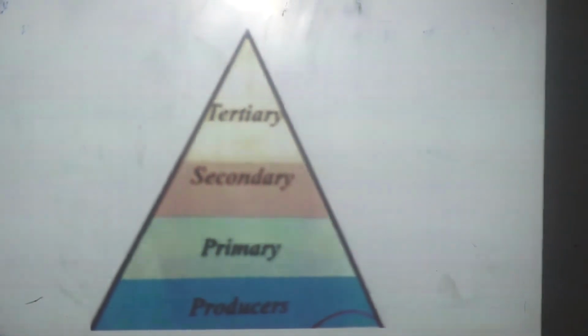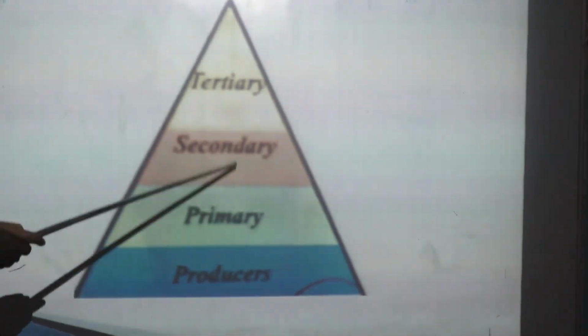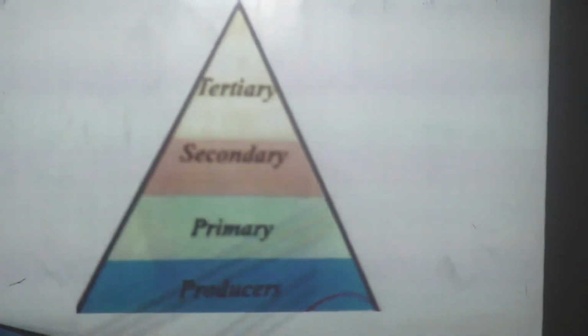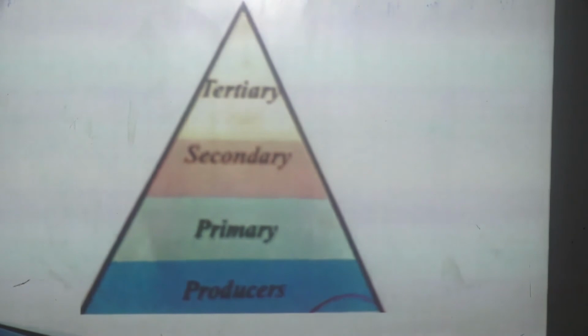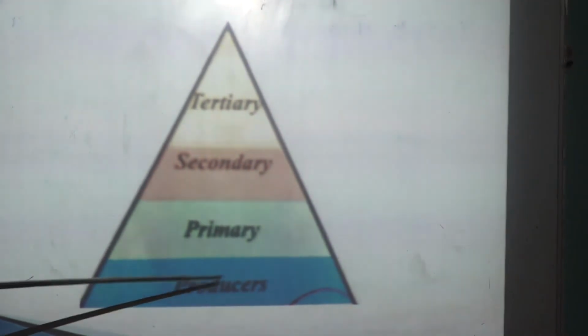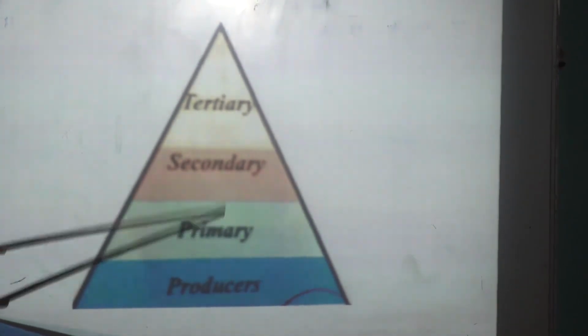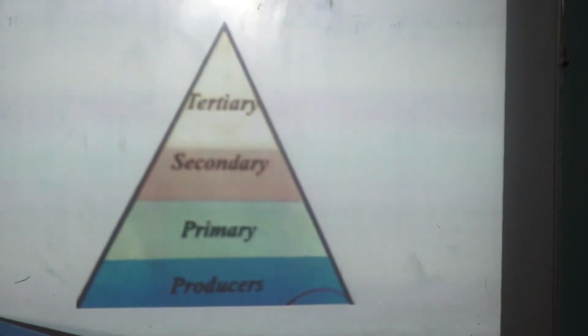If you don't memorize and write, you will lose marks. So this is a simple pyramid. Here producers are there, primary consumers, secondary consumers, and tertiary consumers. And you can see the numbers also. As you said, producers number more, primary a little bit less, secondary a little bit less than primary, and last very little.